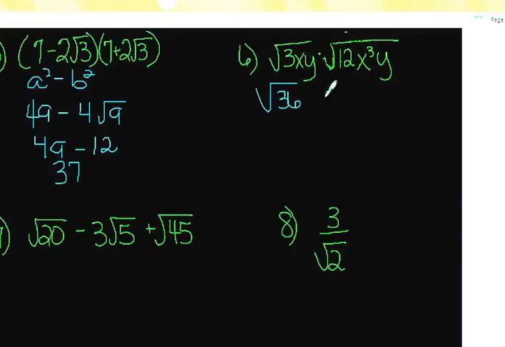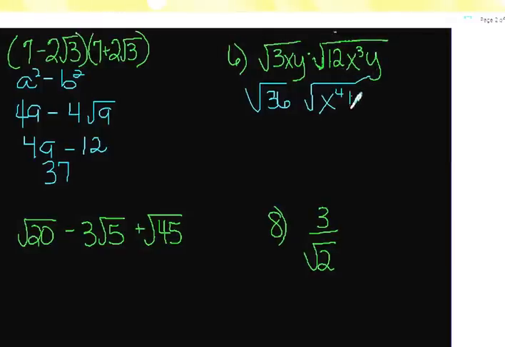When I join my x's together, that's going to be x to the 4th. And I'm going to put these together. I'm going to extend that square root, and make that y squared.